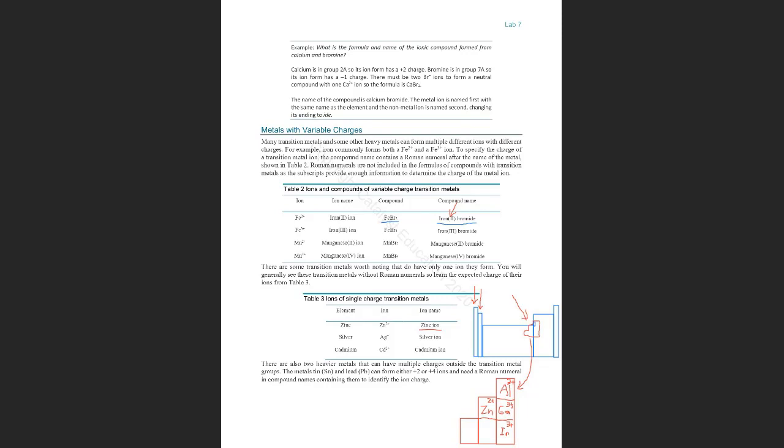Cadmium is always going to be a +2, or 2+. And silver is always going to be a +1. You have 1+, 2+, and 3+. This neat little staircase helps you remember those elements that will always have the same charge. Okay, let's go on from there.